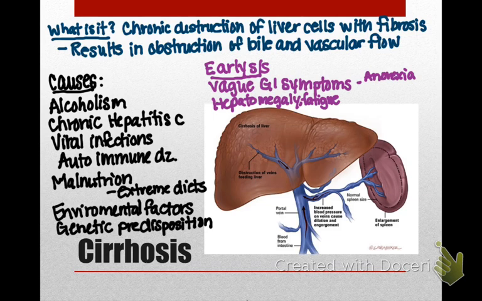So what else might you see? I just added that little anorexia. You're taking care of people, they're alcoholics, they got cirrhosis, they're malnourished, they look emaciated. So anorexia is a sign and symptom of it. Anorexia, back to your extreme diets, can cause cirrhosis as well. But you're going to see anorexia. And they're going to be kind of tired, so fatigue, which is very, very vague, right? But you might see that.